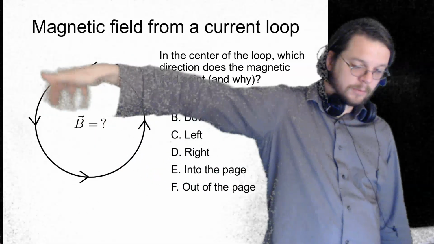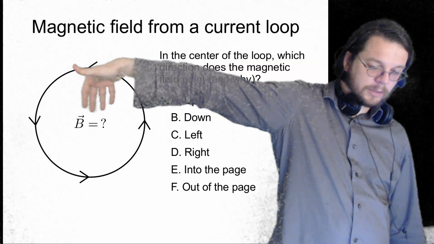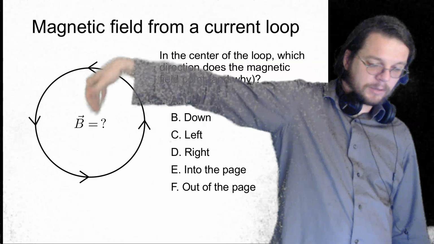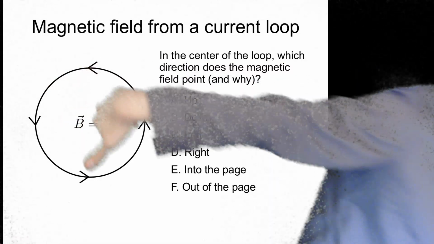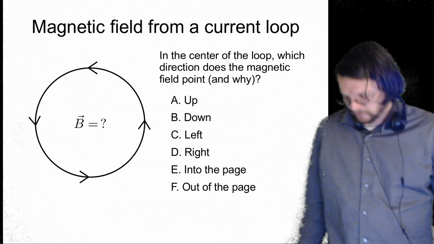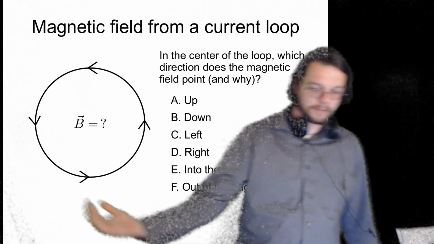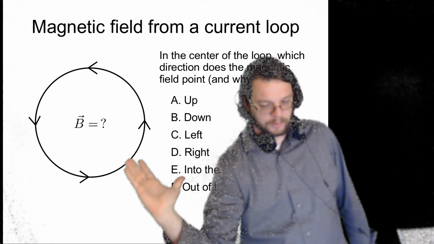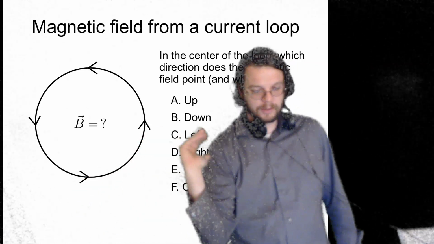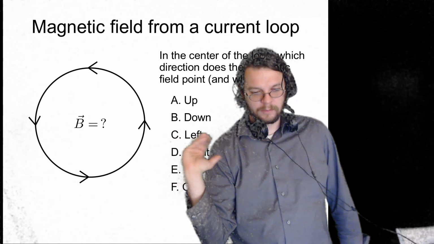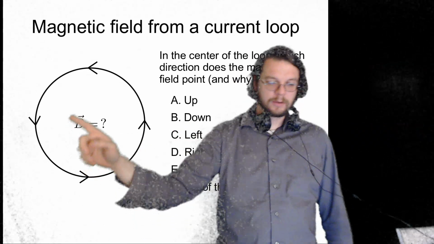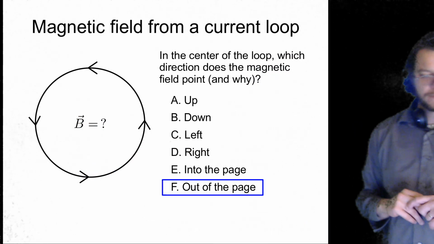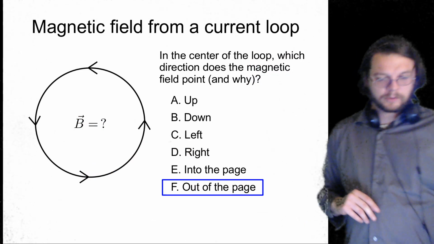Same thing up here. Again, the current is this way, my thumb's in the direction of the current, my fingers are out of the page. Same thing. Down here, my fingers are going with the current like this, and then it would be going out of the page, like that. So the answer is that the magnetic field here would have to be out of the page if the current is indeed going counterclockwise.